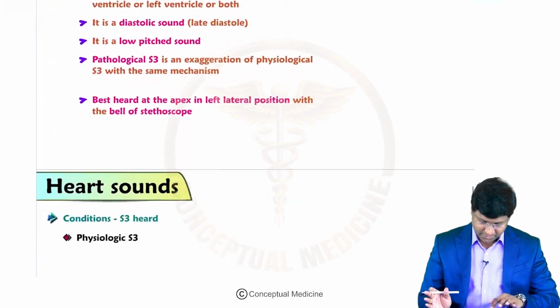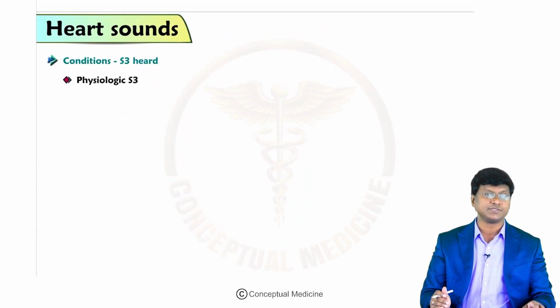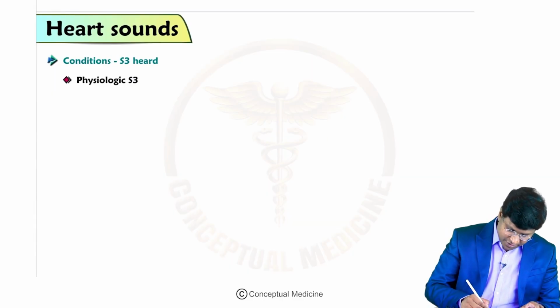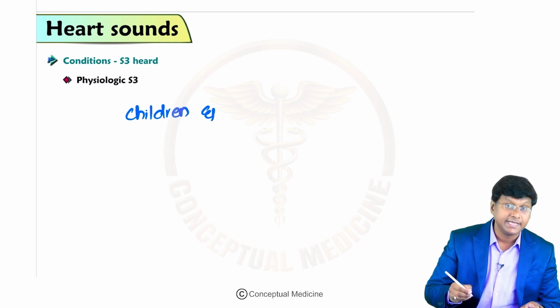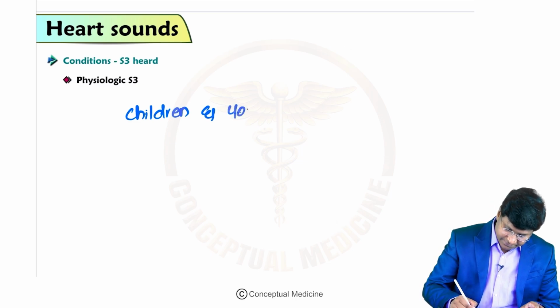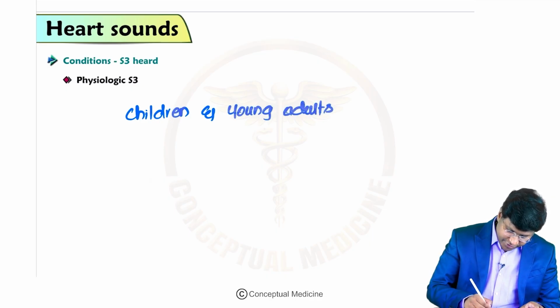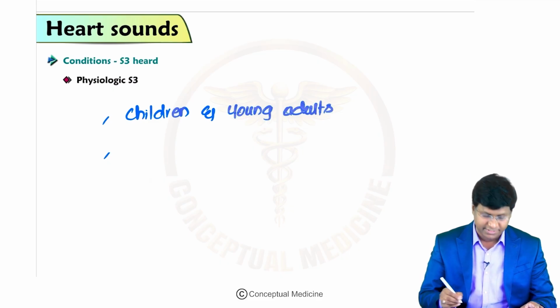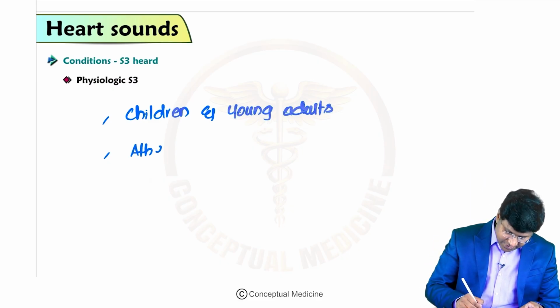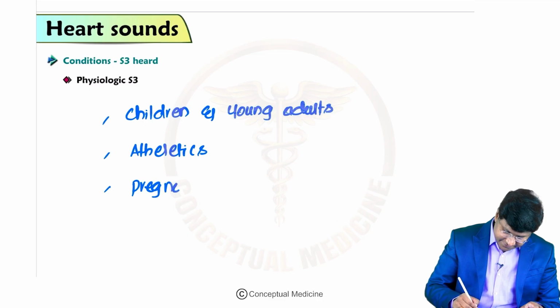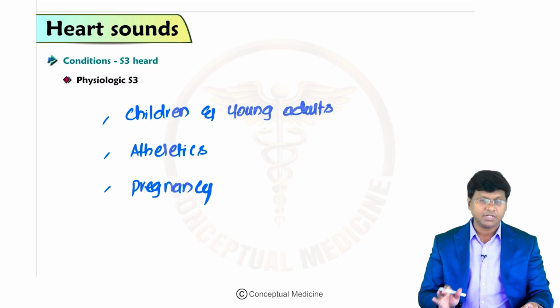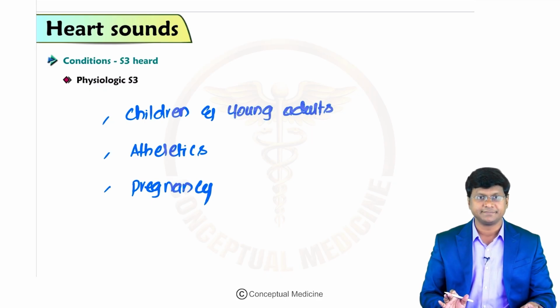Then, what are the conditions where you have the presence of the physiological S3? Physiological S3 is heard in children and young adults. Right, children and young adults have this physiological S3. And the physiological S3 is also heard in athletes, and also in pregnancy. So, these are all the scenarios where you will have the physiological S3.